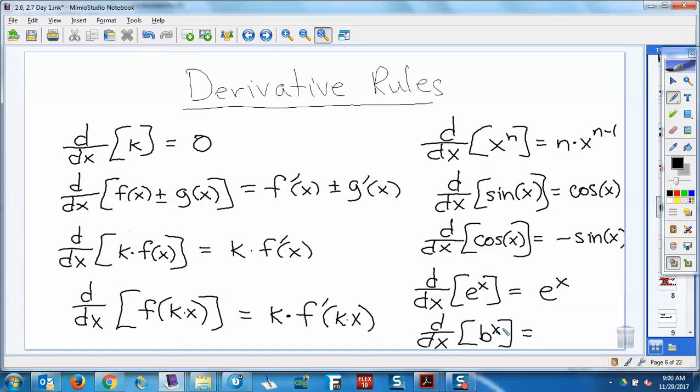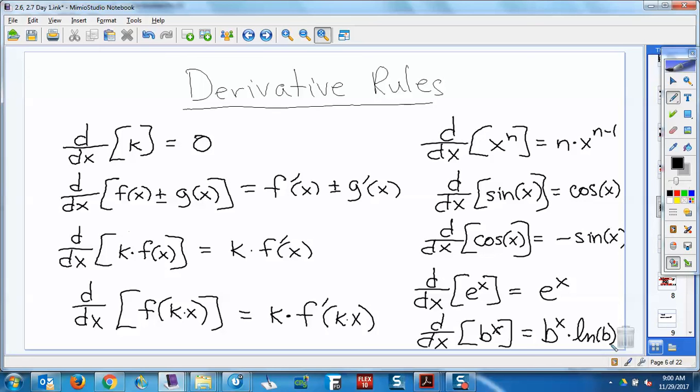What happens if we have like 2 to the x or 3 to the x or something like that? Well, it turns out that it's almost its own derivative. E to the x is the only one that's its own derivative. But it's b to the x times the ln of b. So if it was 2 to the x, the derivative would be 2 to the x times ln 2. Remember, ln 2 is just a number. If it's 3 to the x, it'd be 3 to the x times ln 3.